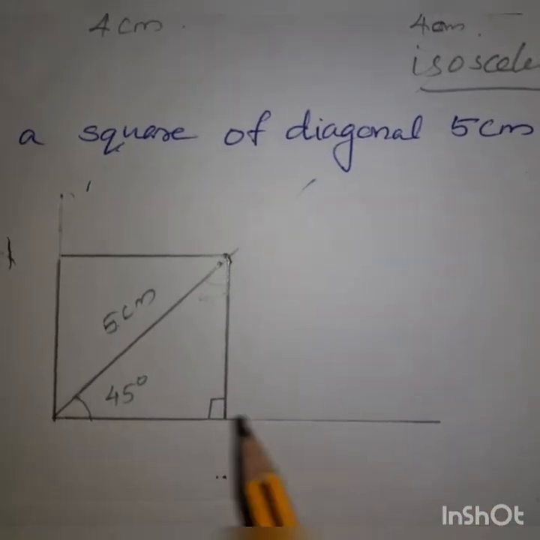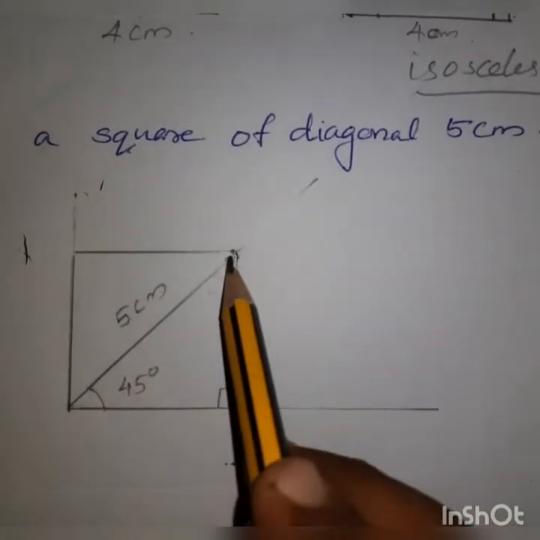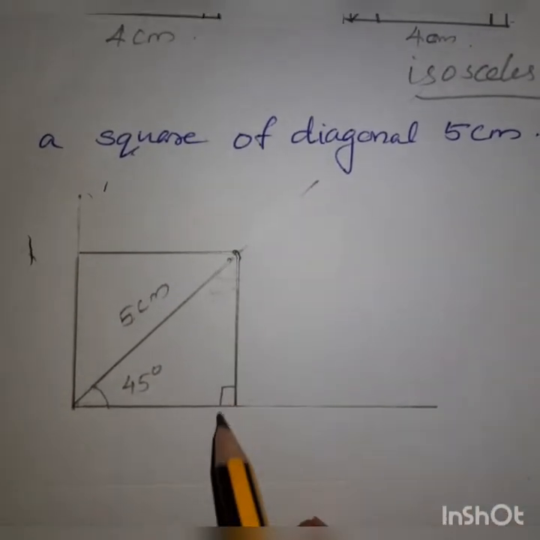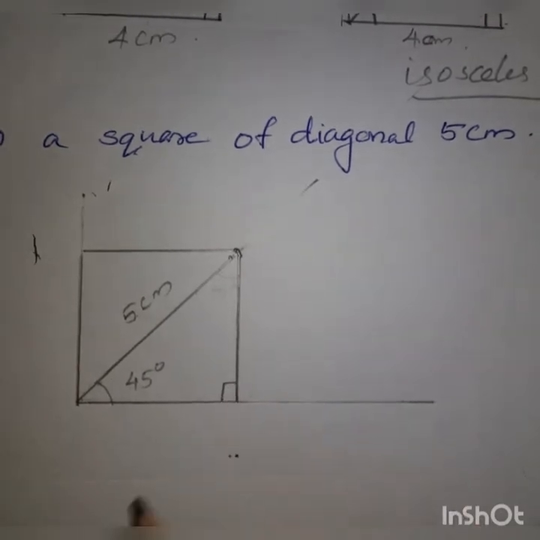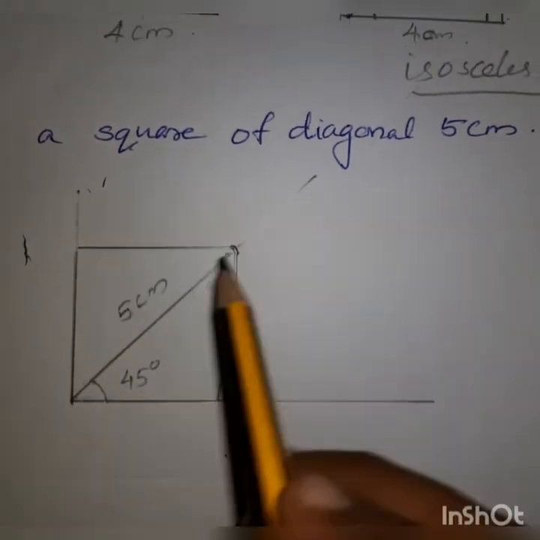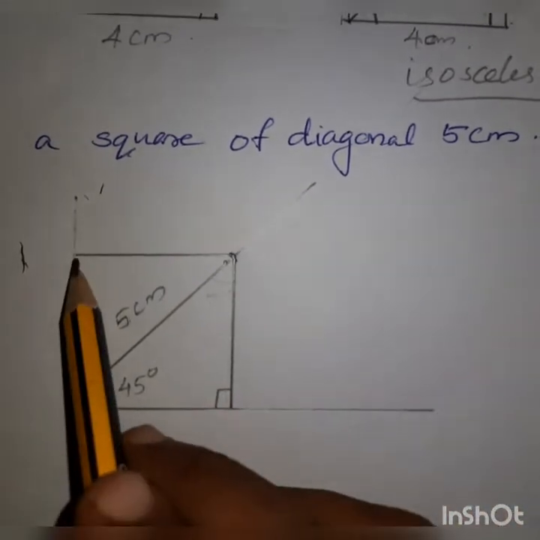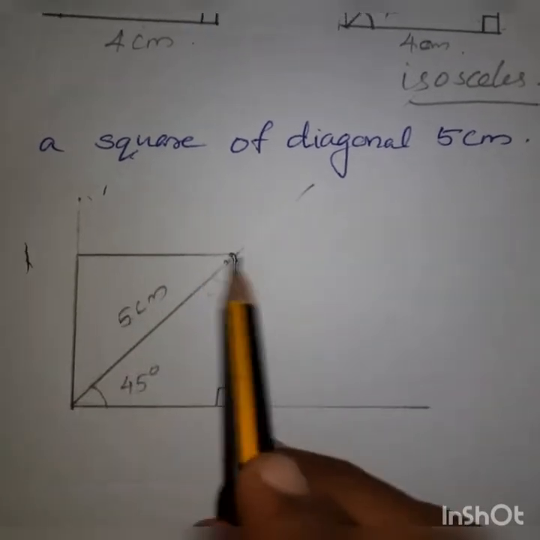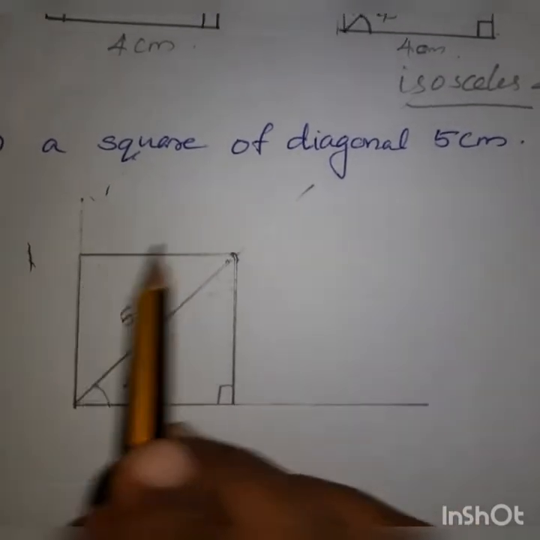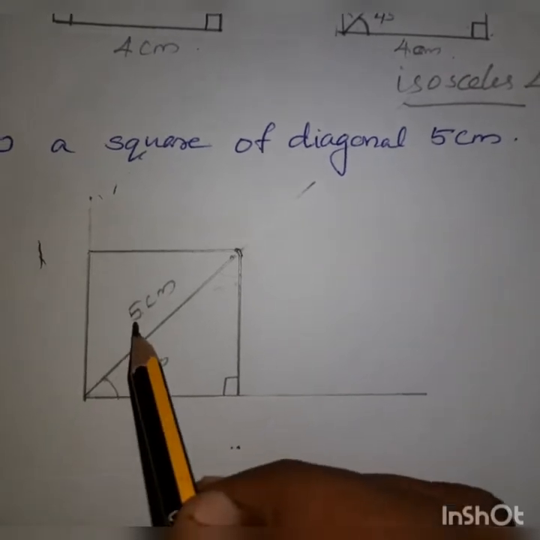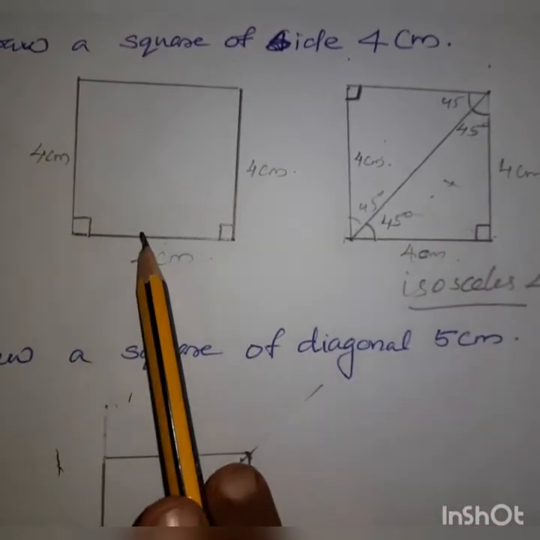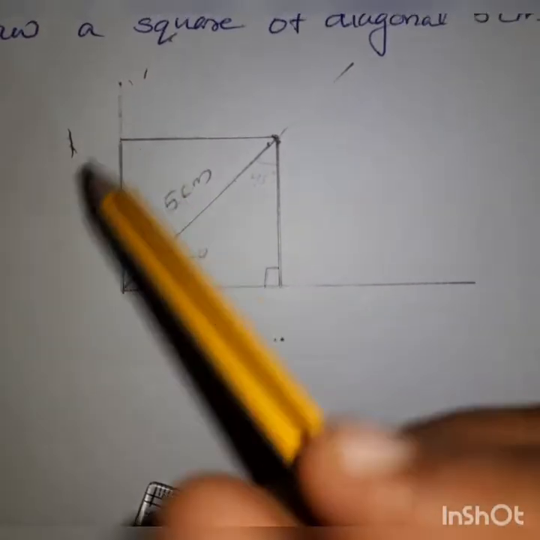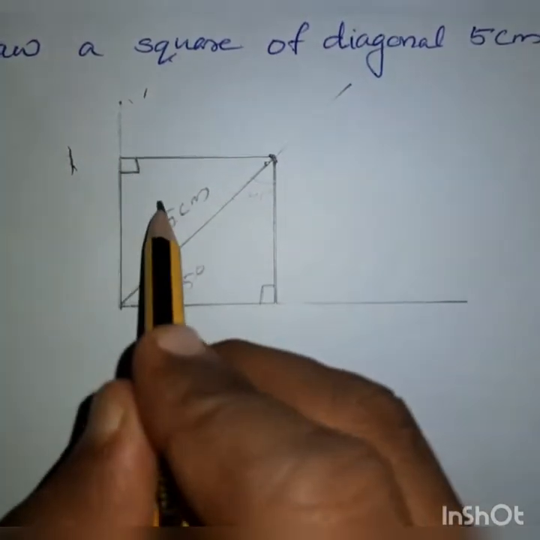First of all you draw a vertical line. Then from here 45 degree angle you have to mark it. Then mark 5 centimeter. And from there again you have to mark 45 degree angle and you will get a right angle here. Then from this corner and from this corner also, using protractor, mark 90 degree and join the line. You will get a square of diagonal 5 centimeter. This is the square of side 4 centimeter. So this diagonal is splitting this square into two right angle triangles.